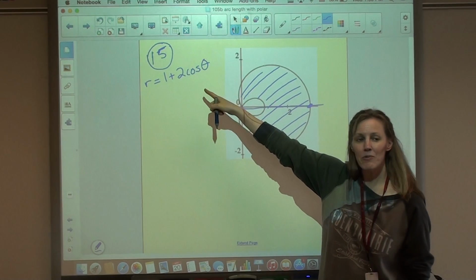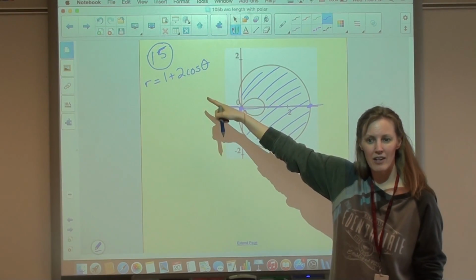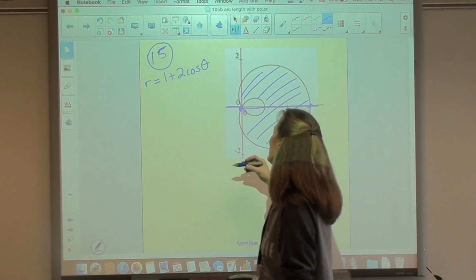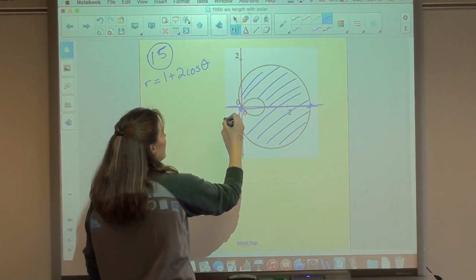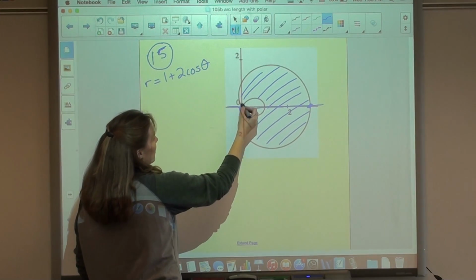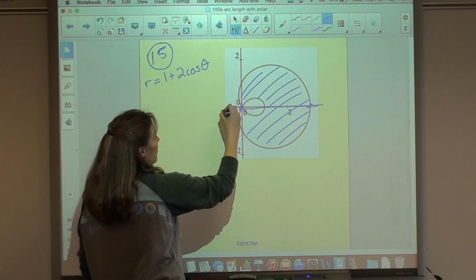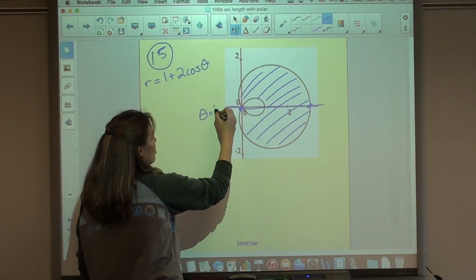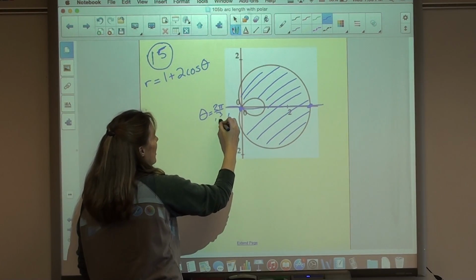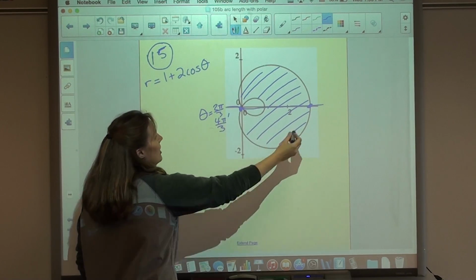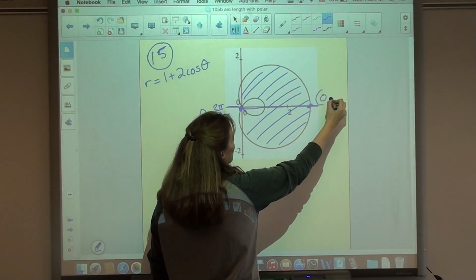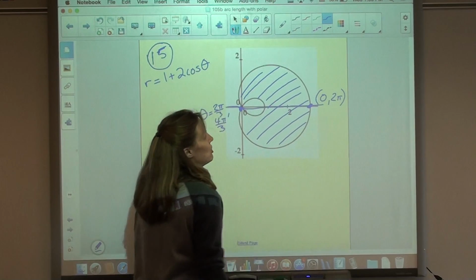This is actually the same function as 13. Did you guys notice that? Yeah, okay. All right, so we already know at the pole that this is 2 pi thirds and 4 pi thirds. So theta equals 2 pi thirds and 4 pi thirds. This over here, this is 0 and 2 pi.